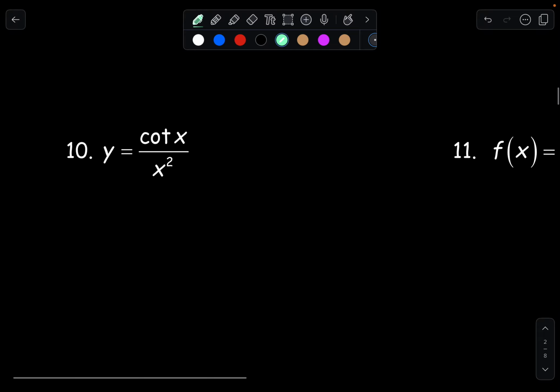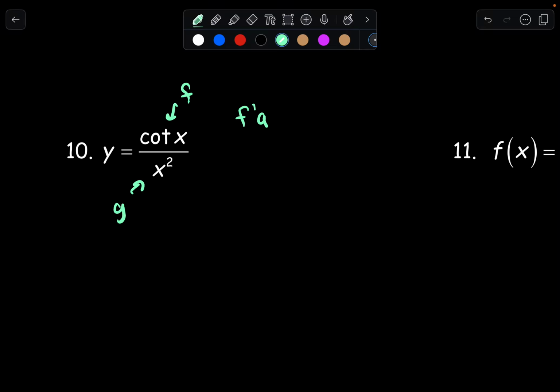All right, number 10, we have cotangent x divided by x squared. All right, so again, you can either use product rule or quotient rule for this. However, with power rule, you will get that negative exponent. So we'll call cotangent x f, we'll call x squared g. And we have f prime g, f g prime. So remember, the numerator for the quotient rule is the same as the product rule. It's just a minus instead of a plus, and then we divide by g squared.